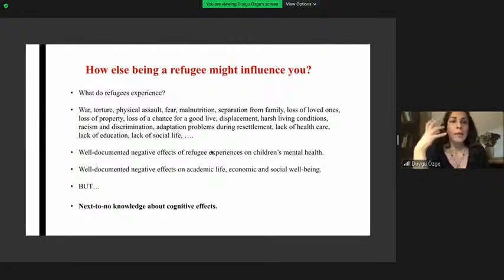I mean, we know that refugees experience all sorts of negative experiences: war, torture, physical assault, malnutrition. I'm not going to count all of them. I don't want to depress anyone, but we see that all of these negative experiences have certain influences on children's mental health, on their academic life, on their economic and social well-being. Okay, and these negative influences have been well documented so far. Again, we have almost no information about their cognitive development and how all of these factors might influence their cognitive development.